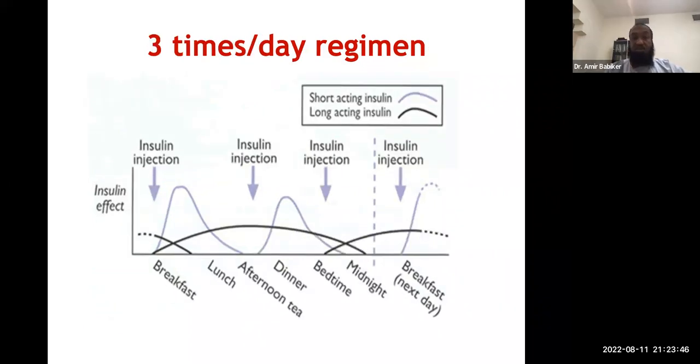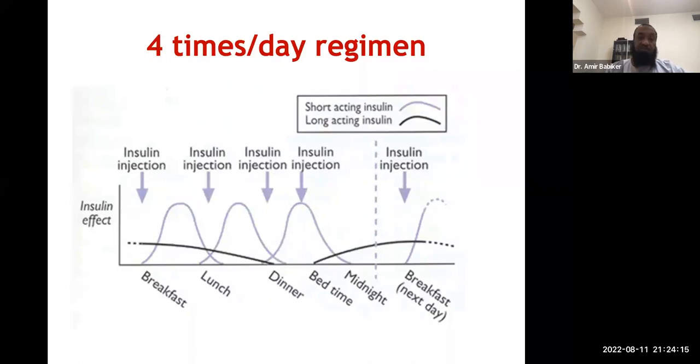This is 3 times a day, with the same regimen as before, but what you do is give the intermediate here, and it covers the whole day, and then you just give 2 rapid doses in the middle. Sometimes you give mixed rapid and intermediate, and then you give rapid in the middle as well. This is also a 3 times daily regimen.